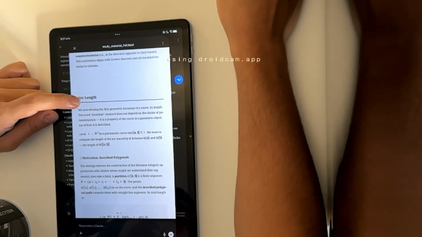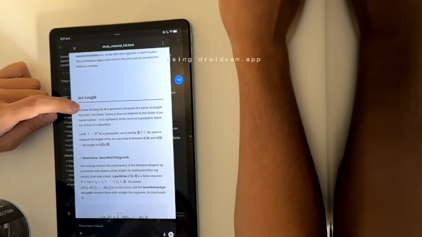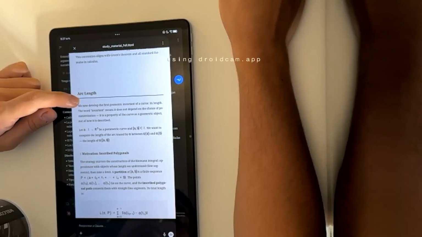depend on the choice of parametrization. It is a property of the curve as a geometric object, not of how it is described.